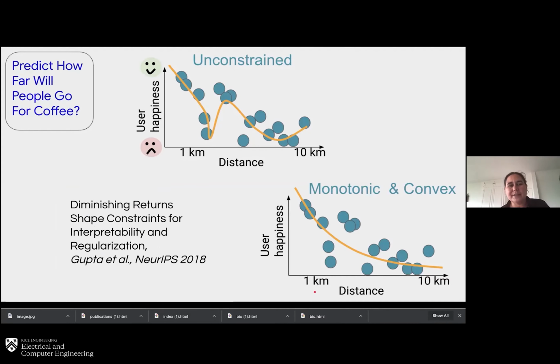So you can read more about the diminishing return shape constraints and how we can do that in multiple dimensions in her NeurIPS paper from 2018.